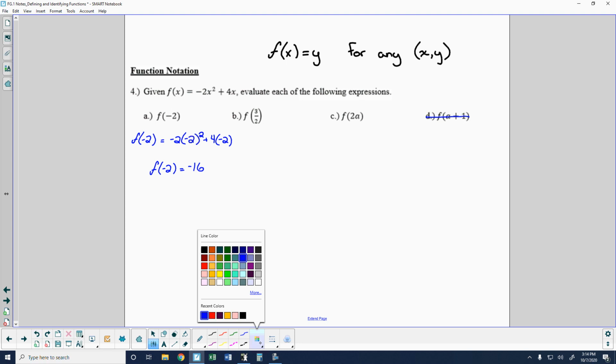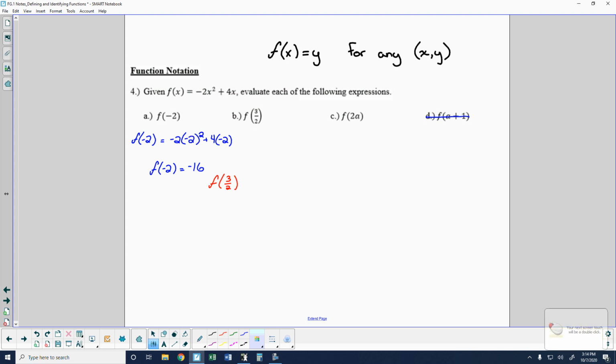Let's take a look at b. B is the same concept. In this instance, x is 3/2, f of 3/2. So I would do the same thing. I'd take all of the x values and replace them with 3/2. And again, I can type that into my calculator or compute that by hand. If I do so, I should have f of 3/2 is equal to 3/2. So then any x that's 3/2 on this function is going to have a y that is 3/2.